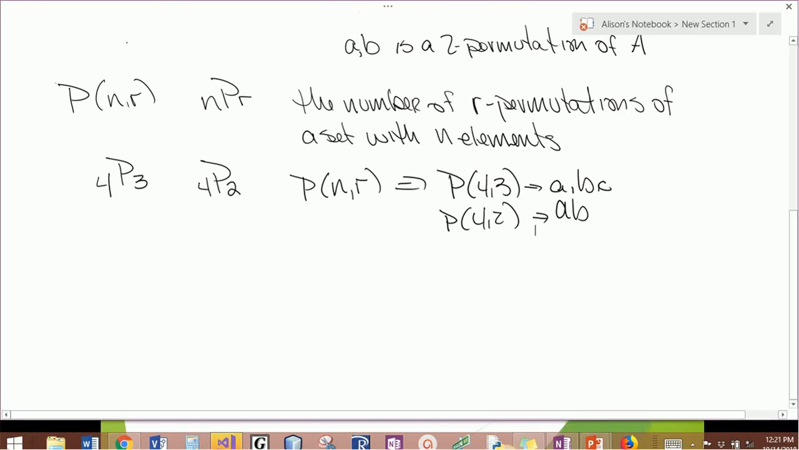There's another thing that we have to take into consideration about permutations. I said that we are using the permutation method of counting when order matters. Another thing that we have to take into consideration is whether or not I can have repeating elements.